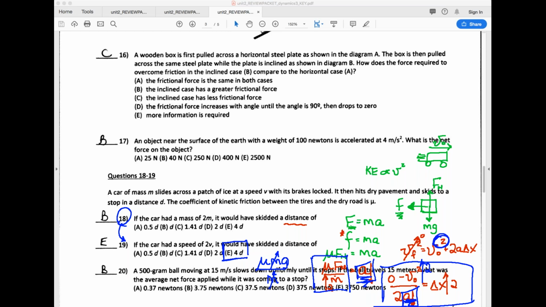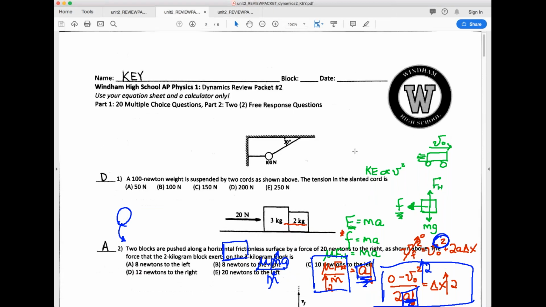I'm going to backtrack a little bit, and I'm going to go back to Eleanor's question on number 18 on the second review packet. Let's make sure that I answer that question, and then I'll go down from there.